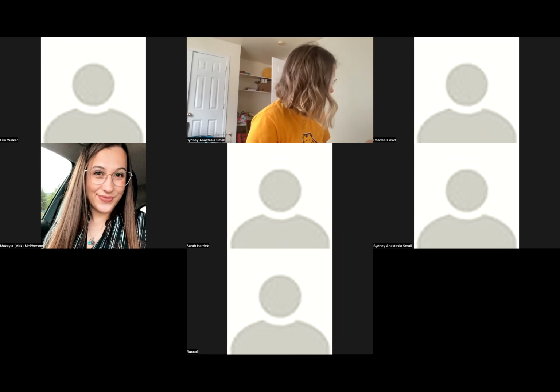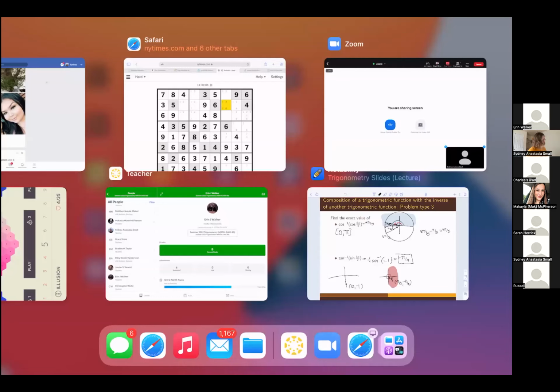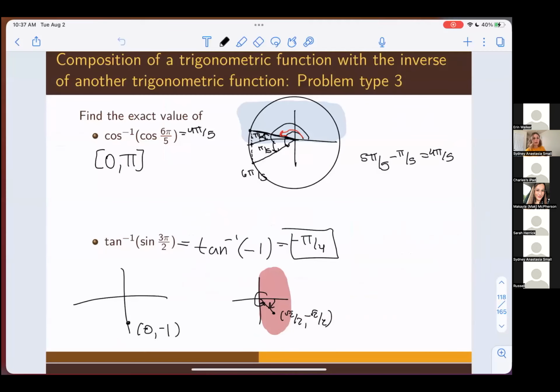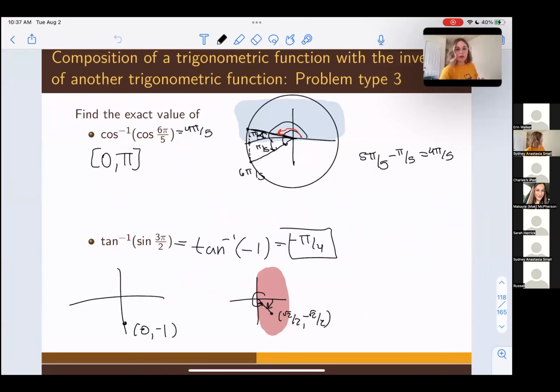Share my screen. Okay. So if we remember, we left off on Monday talking about finding exact value of compositions of trig functions. So hold on one sec. I lost the slide up here. There we go. One sec. I'm so sorry.